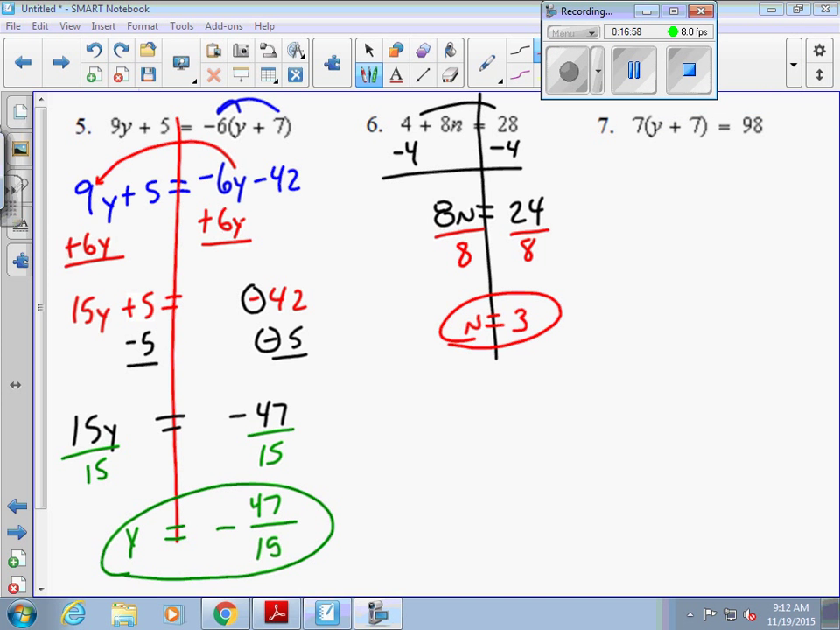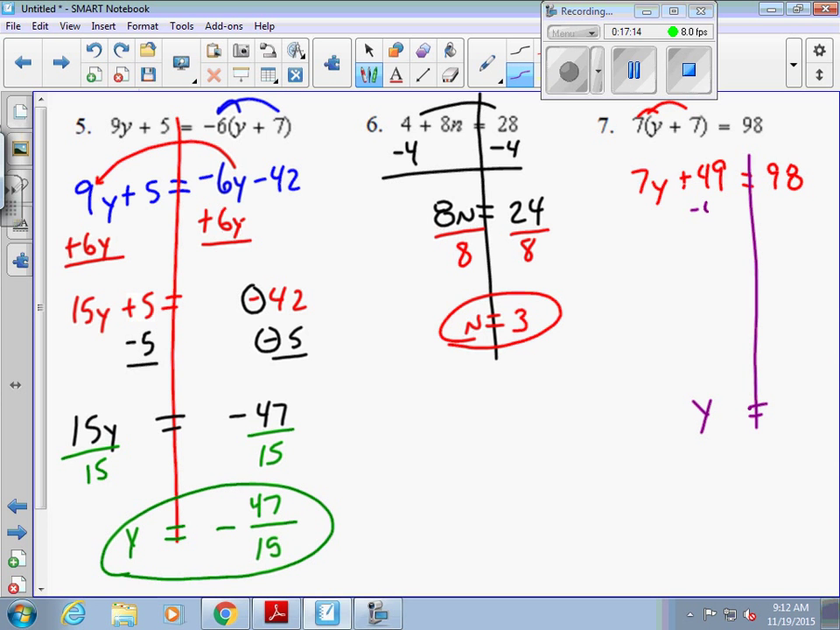7 times y plus 7 equals 98. Distribute. 7 times y is 7y. 7 times 7 is 49. Equals 98. Undo plus 49 to get y by itself by subtracting 49. Do it here. 98 minus 49 is 49 is equal to 7y. Undo 7 times something by dividing by 7 on both sides. And 49 divided by 7 is 7.